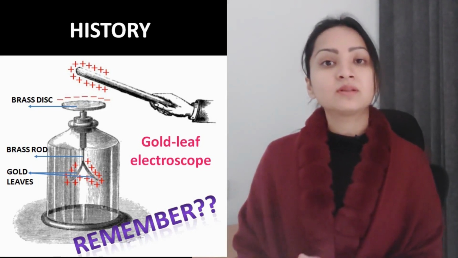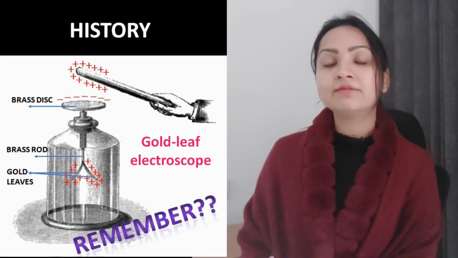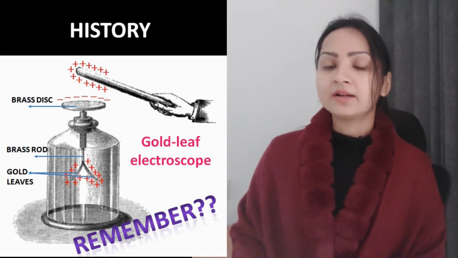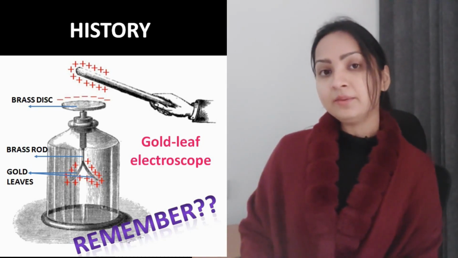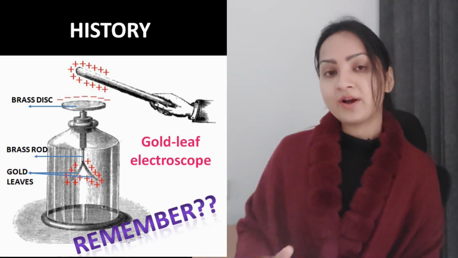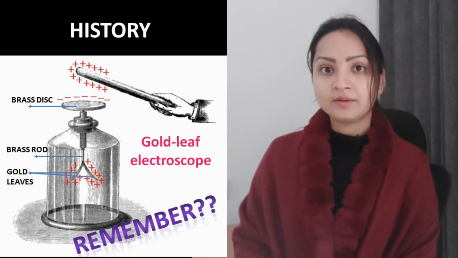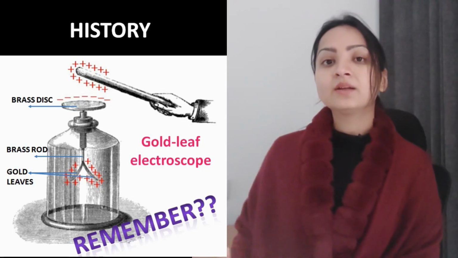Go back to your school days. I clearly remember that there was something called a gold leaf electroscope. So what was that? It consisted of a thin brass rod with a brass disc at the top, and at the bottom you had two thin gold leaves.